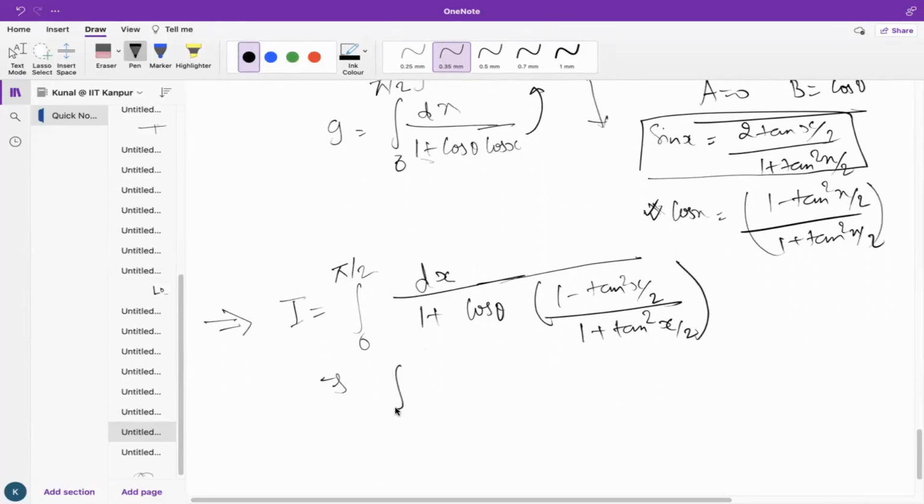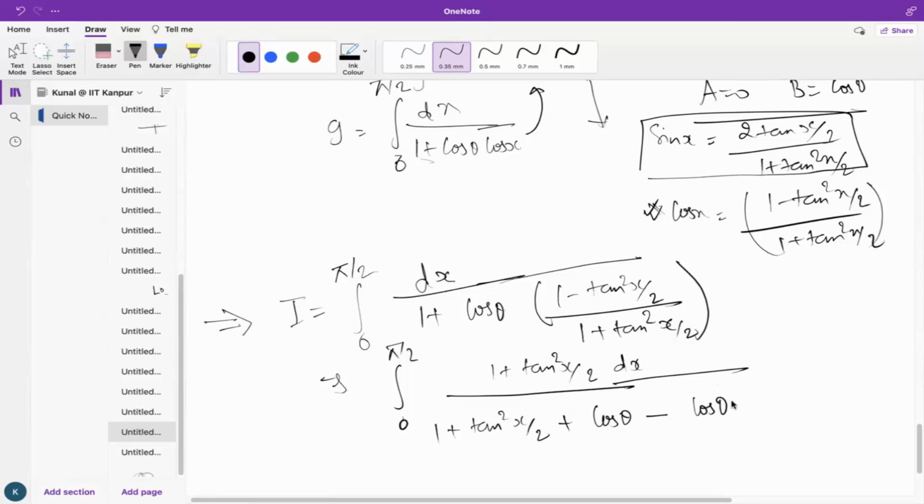First simplify it. So it's like 0 to pi by 2. When we simplify it, this goes in the numerator. So 1 plus tan square x by 2 dx. It will be like 1 plus tan square x by 2 plus cos theta minus cos theta tan square x by 2. I hope you'll all understand this, what I'm trying to say and do here, right?